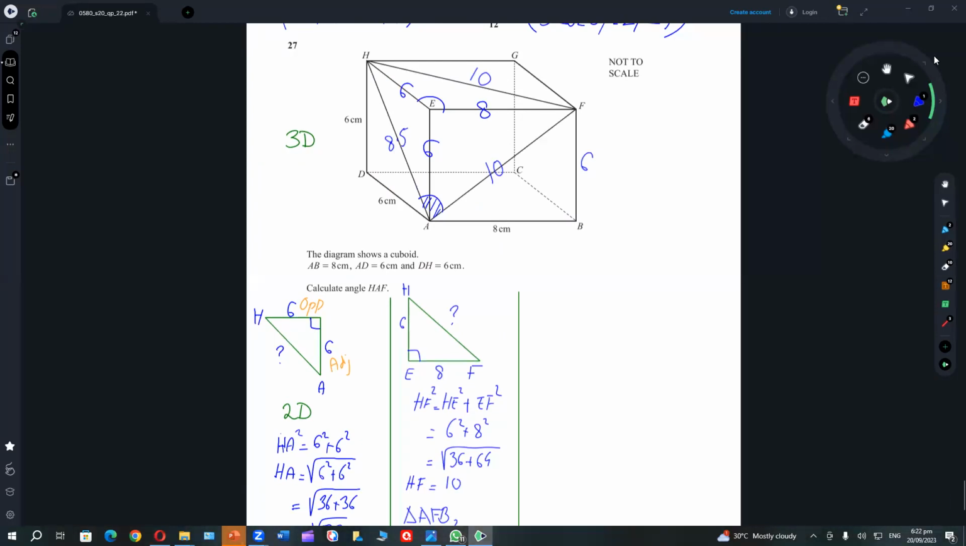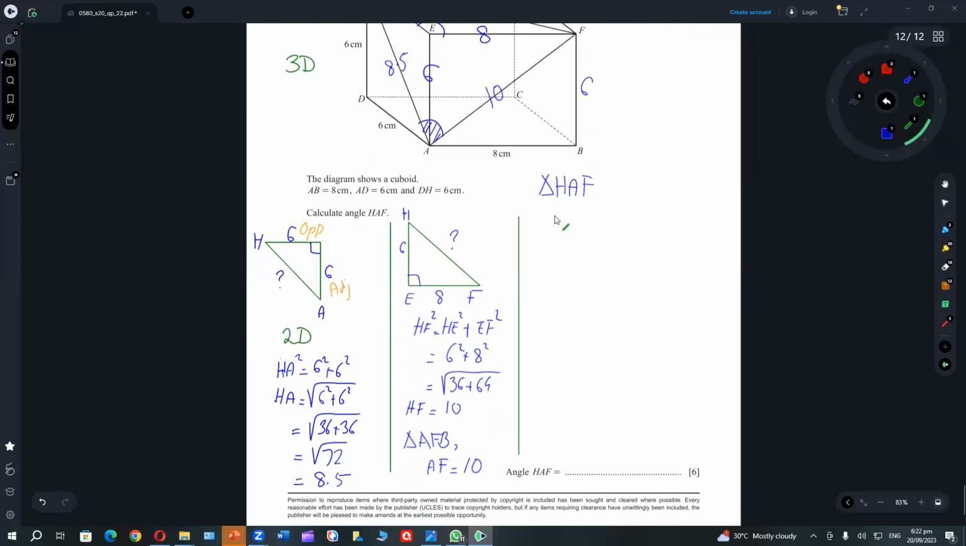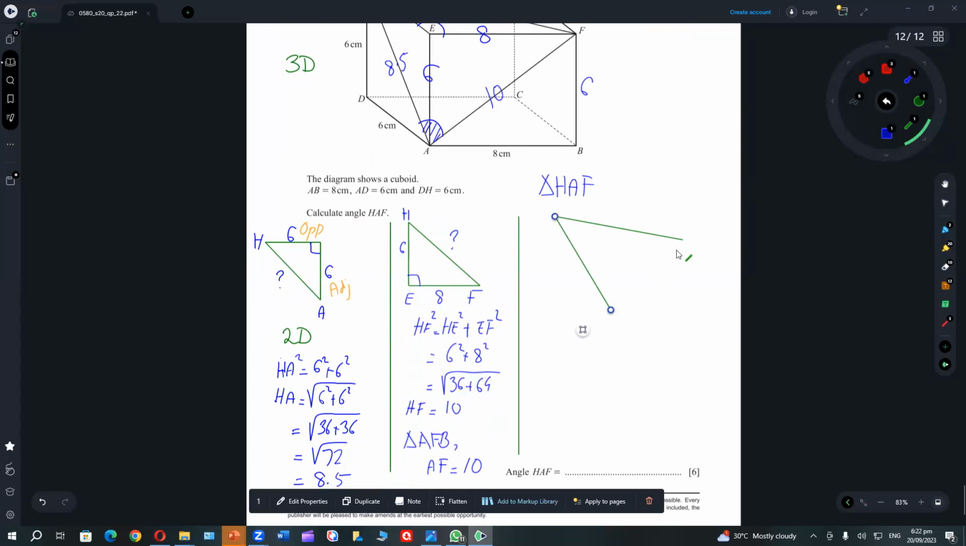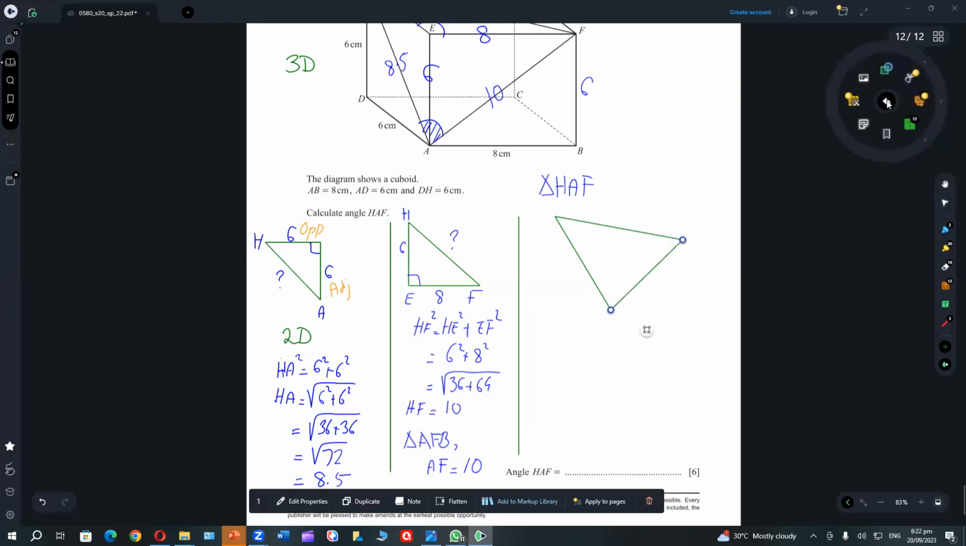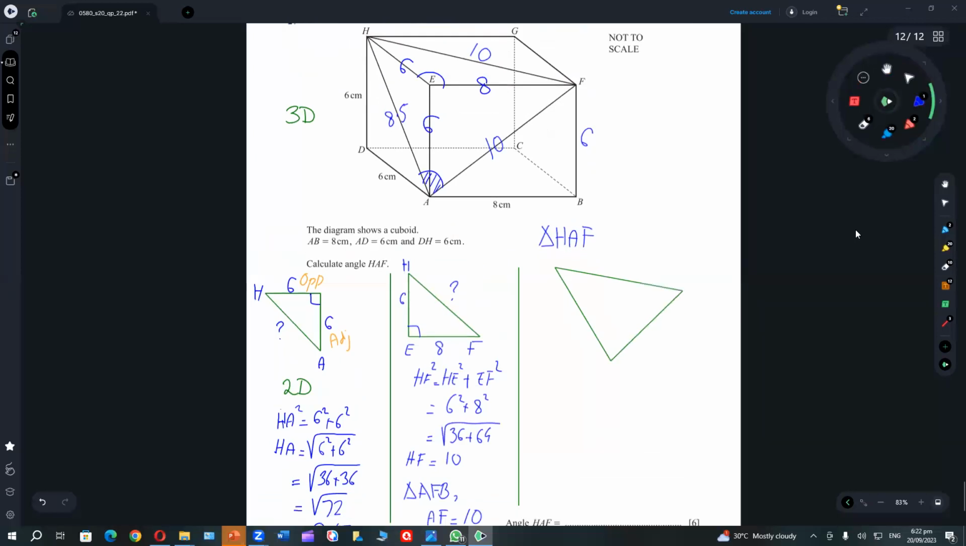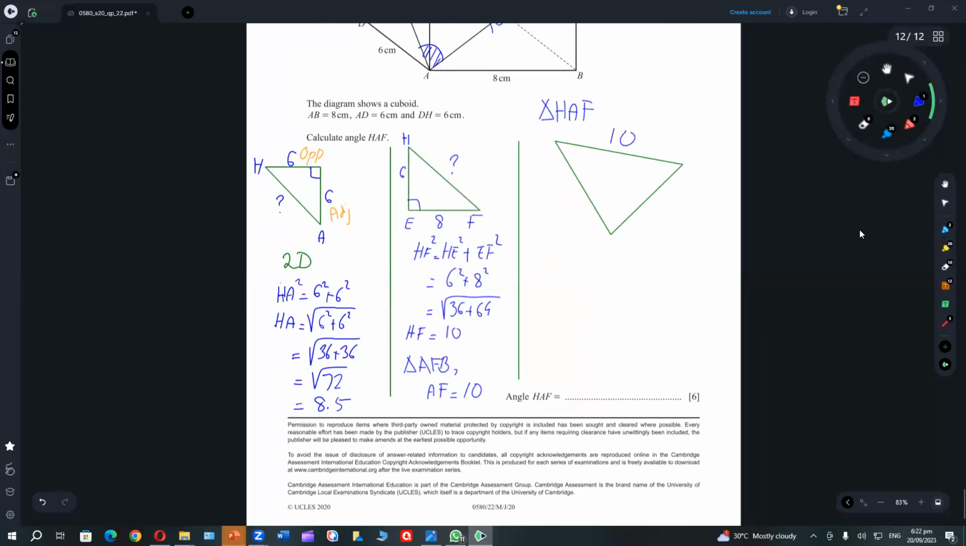So now we have a triangle HAF. In this triangle HAF, nothing is 90 degrees because all the lines are diagonal. Now this is the angle we need to find.